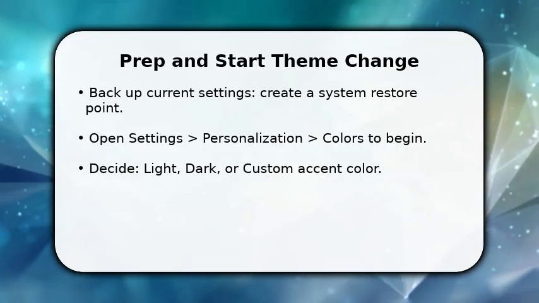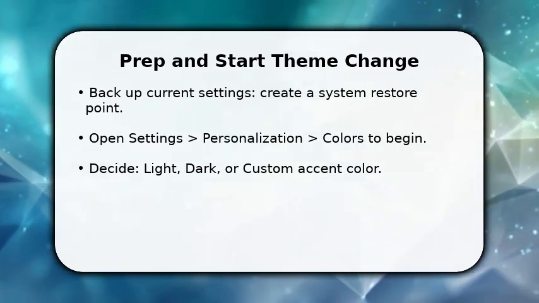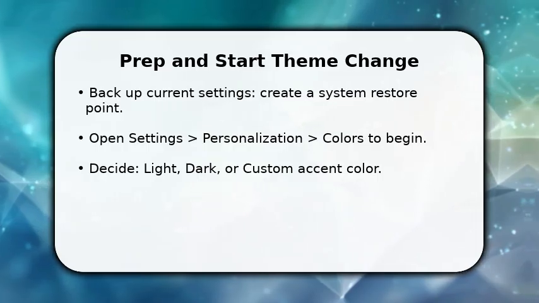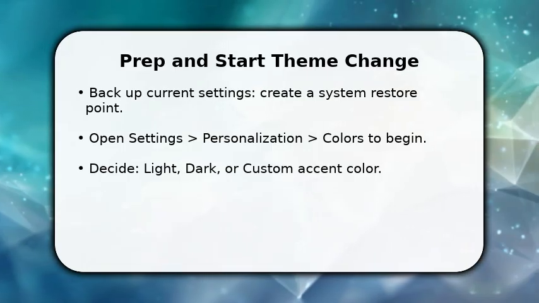You'll start by protecting your system. Create a restore point so you can undo changes. Once done, open Settings and go to Personalization, then Colors. This is where File Explorer theme options live.